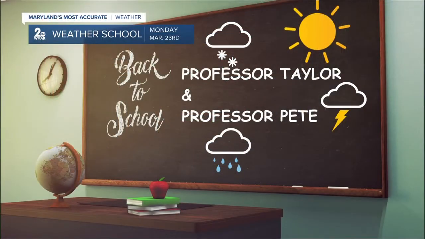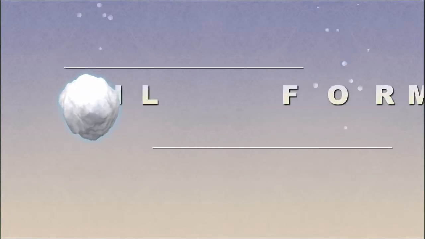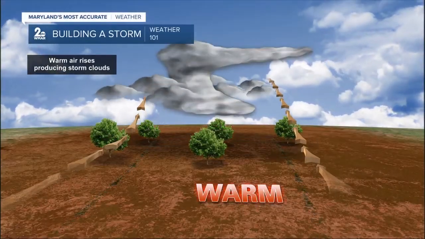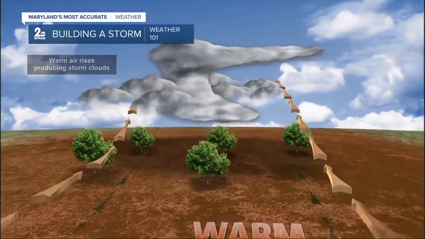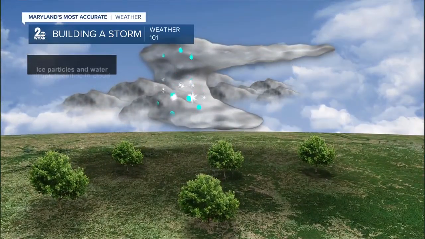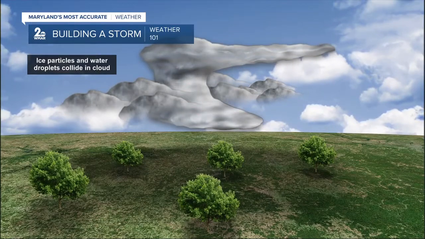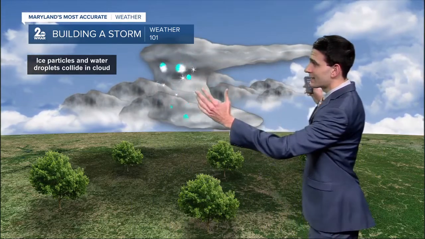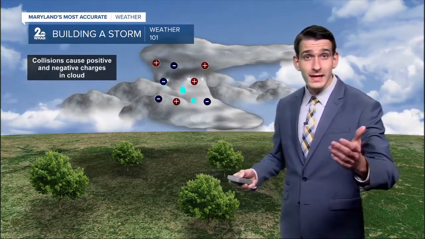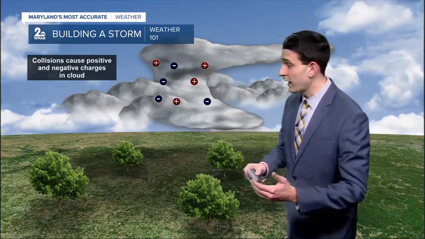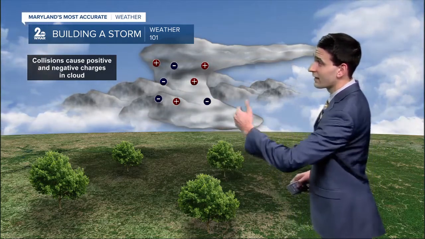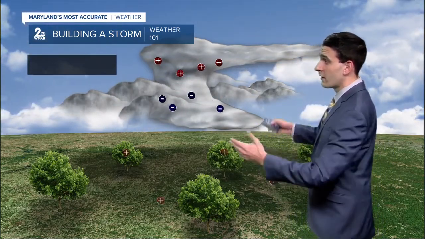So we're going to go back through the process of what builds a thunderstorm and what makes hail formation. Once again, it's all about the warm and cold air. You need that warm air to rise to get those clouds going, and that builds in some moisture. Then you get lightning as ice particles and water collide upstairs, which we talked about last week in our weather education lesson: the collision of the positive and negative charges in the clouds gives you that lightning.